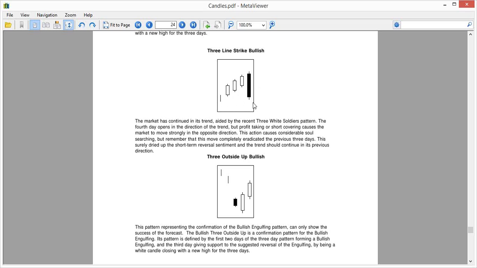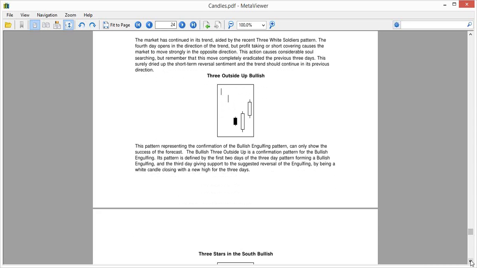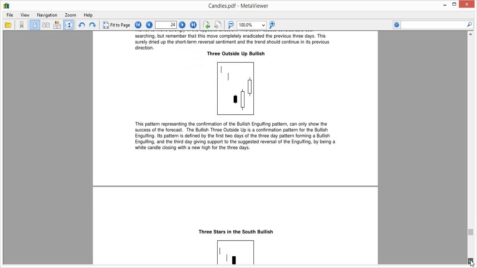If the support breaks, then that has become resistance. Support becomes resistance. Resistance can become support. So we're always looking for price levels where the market will break through, as we've discussed with our technical indicators. 3 outside up bullish.